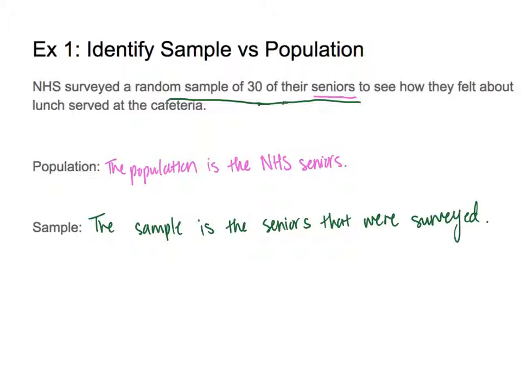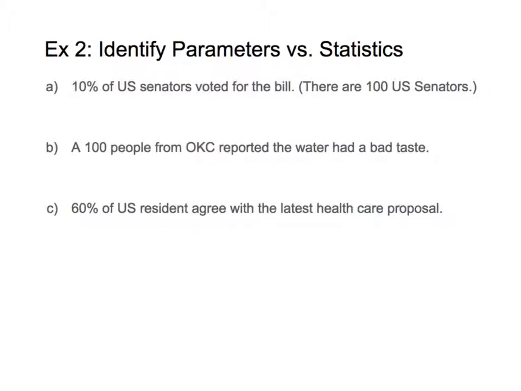Or excuse me, the 30 seniors that were surveyed, to be more specific. Okay, so let's do some more example problems. All right, so on here, second example, we are going to identify whether something is a parameter versus a statistic.